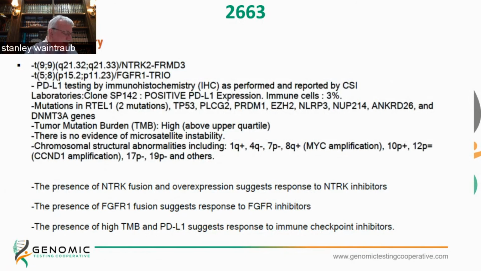Her GTC solid was extremely important because her TMB is high and she overexpresses SP142, telling me that she should have a significant response to immunotherapy. So she's getting 6 cycles of adjuvant immunotherapy now with Keytruda because of the TMB that the GTC lab of Dr. Albertar picked up.